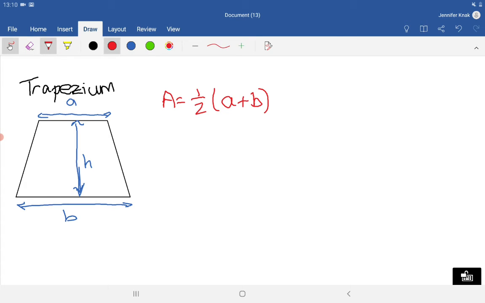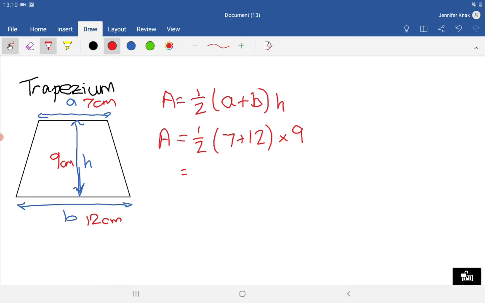So if I told you that A was 7 centimetres, that B was 12 centimetres, and the height was 9 centimetres, then we're going to put that into our formula. So area is a half of A plus B, so A is 7 and B is 12, times the height, which is 9.